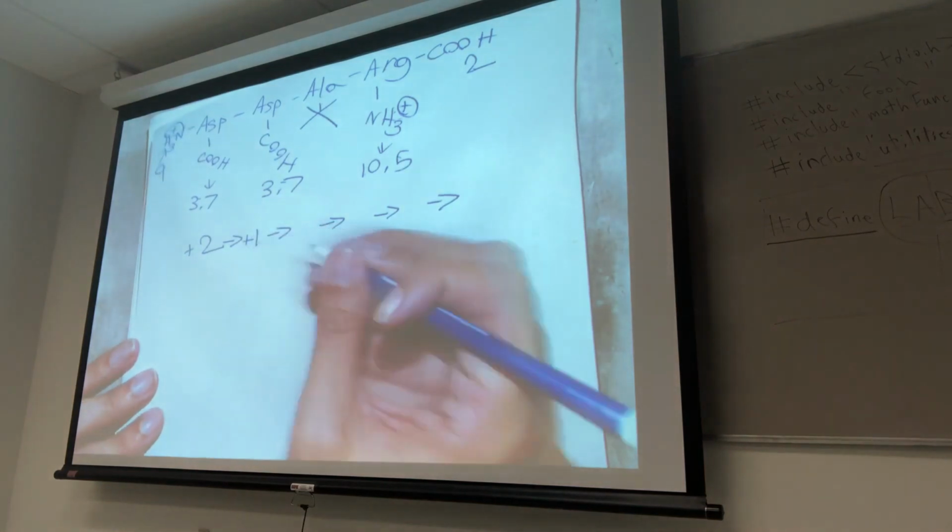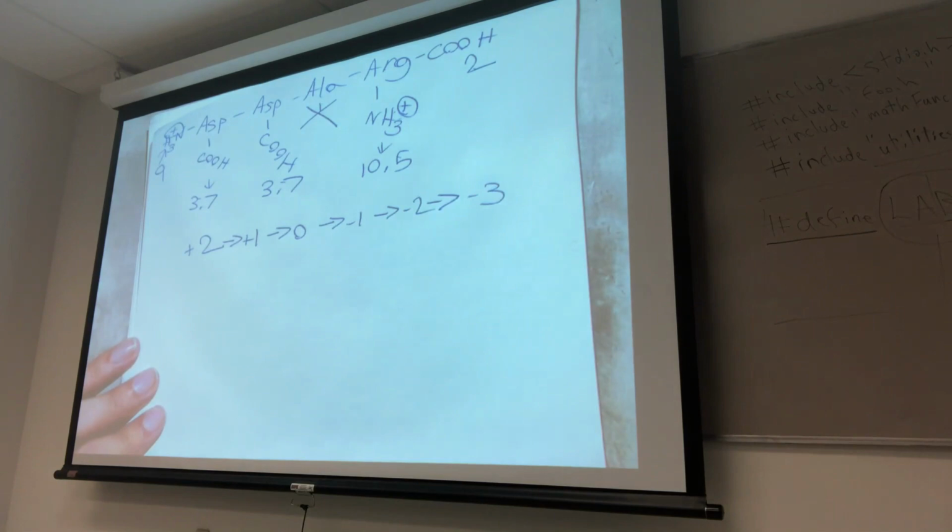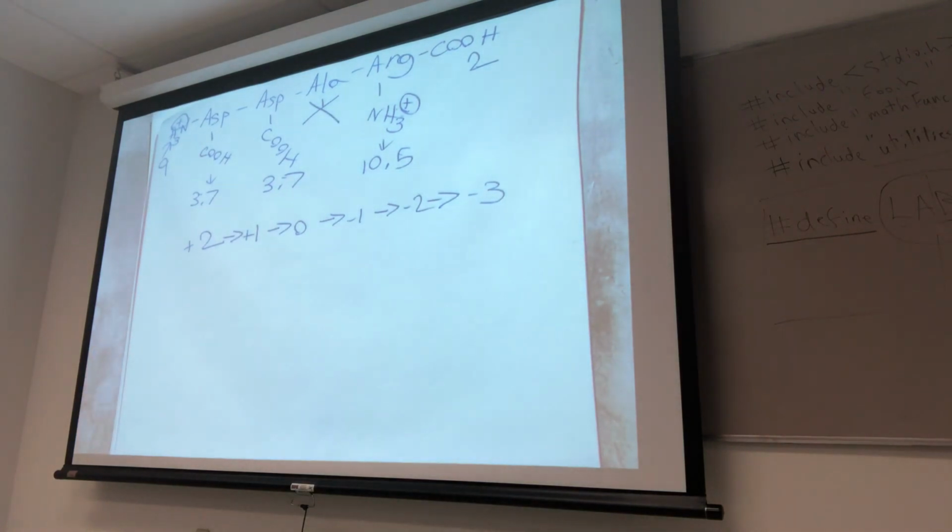And each arrow represents a single drop in charge. And it goes all the way to -3. So this peptide has a wide range of charges between +2 and -3. And each one of these arrows represents a pKa. We can label each of these arrows with their corresponding pKa's.